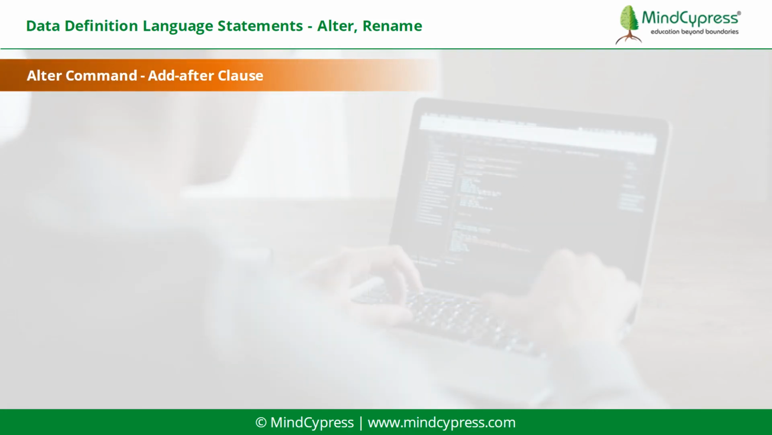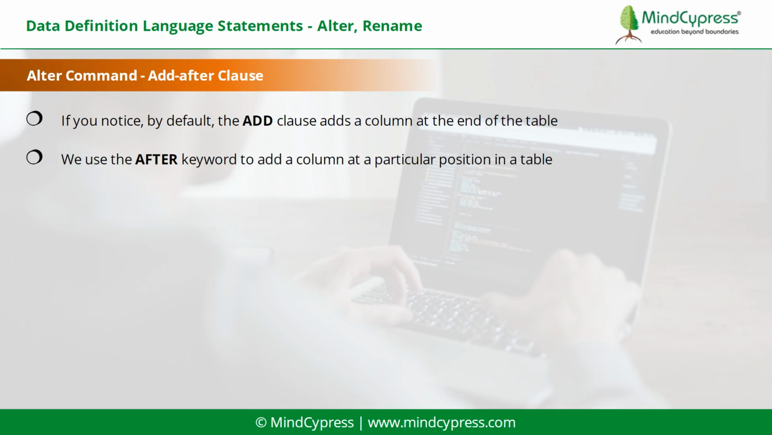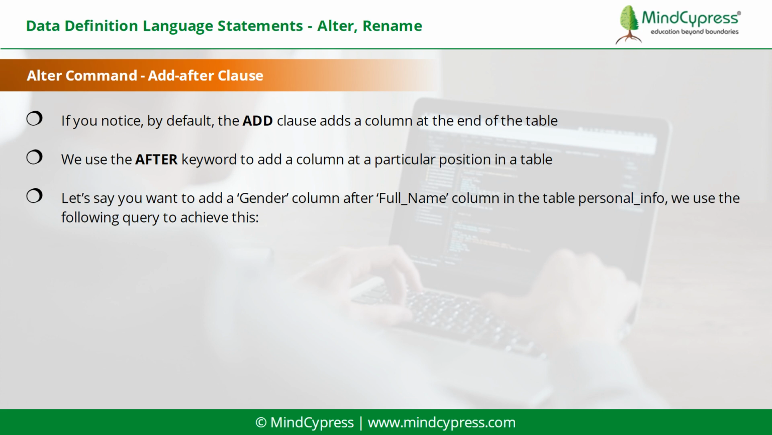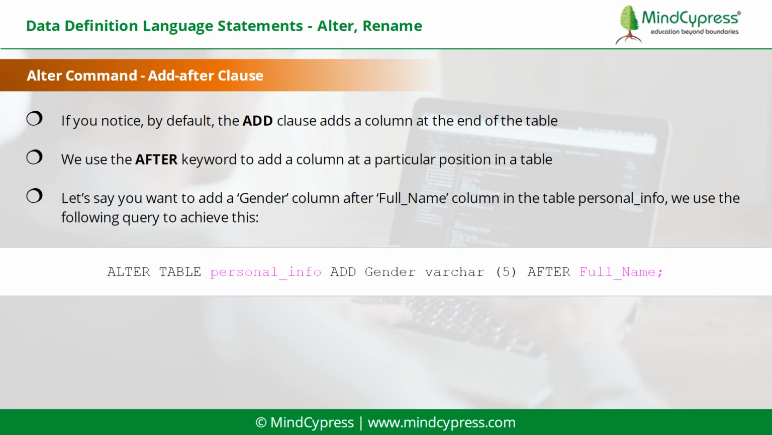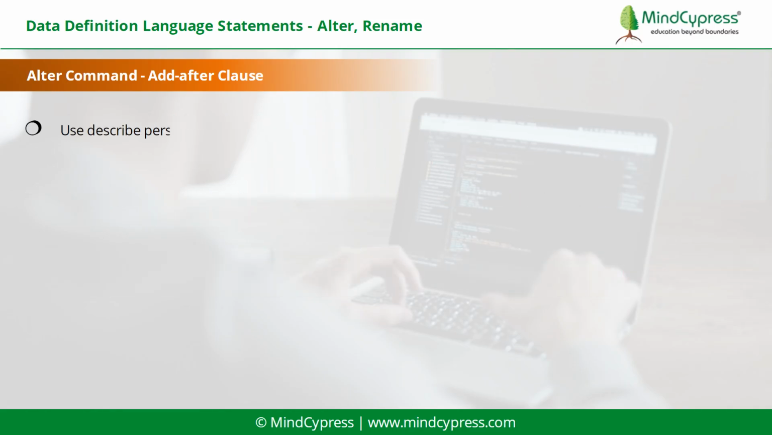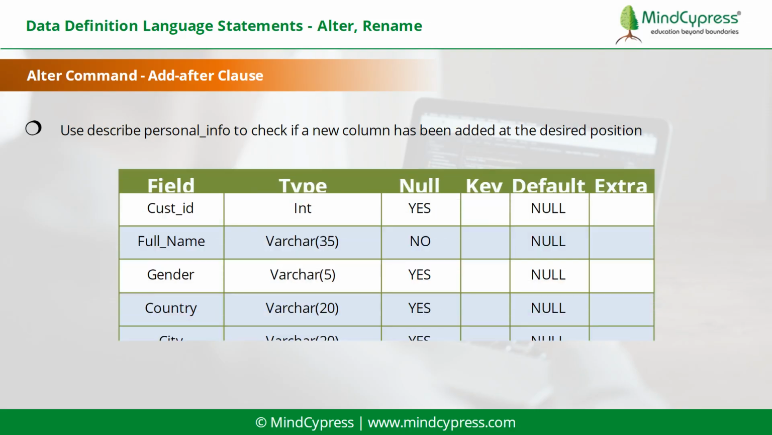Let's discuss the add after clause and alter command. If you notice, by default, the add clause adds a column at the end of the table. We use the after keyword to add a column at a particular position in a table. Let's say you want to add a gender column after the full name column in the table personal info. We use the following query to achieve this. Use describe personal info to check if a new column has been added at the desired position.